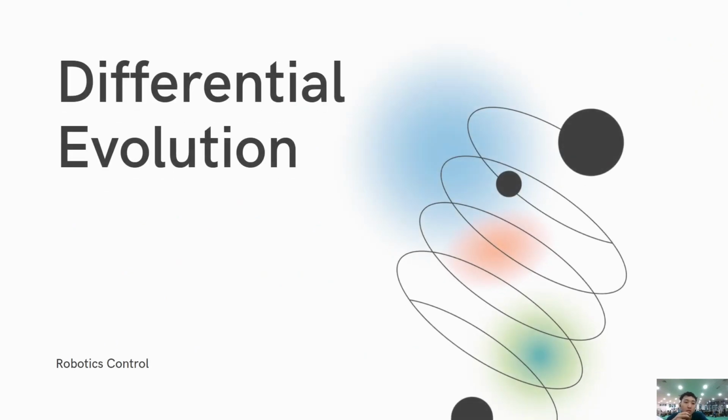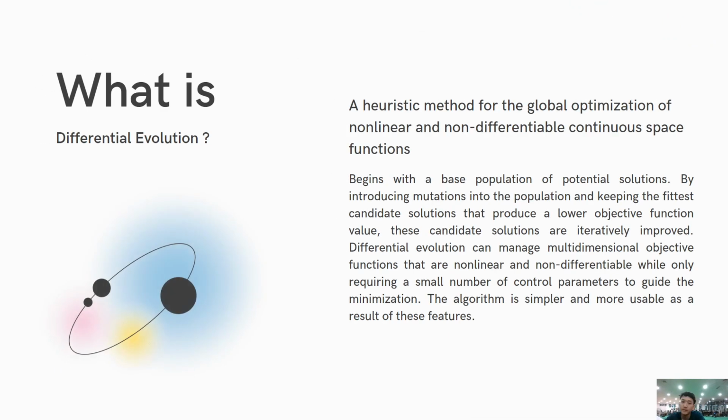And I will explain about differential evolution. And what is differential evolution? Differential evolution is a heuristic method for the global optimization of nonlinear and non-differentiable continuous space functions. We begin with a base population of potential solutions by introducing mutation into the population and keeping the fittest candidate solution that produces a lower objective function value. These candidate solutions are iteratively improved.